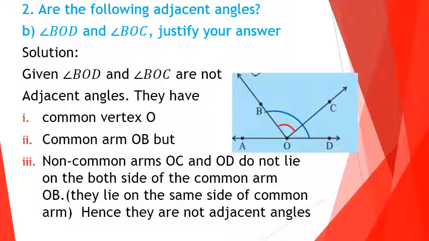Is it clear? Here, they have common vertex and common arm. OB is the common arm. But why are they not adjacent angles? The non-common arms lie on the same side of the common arm. Hence, they are not adjacent angles. Is it clear? Yes.